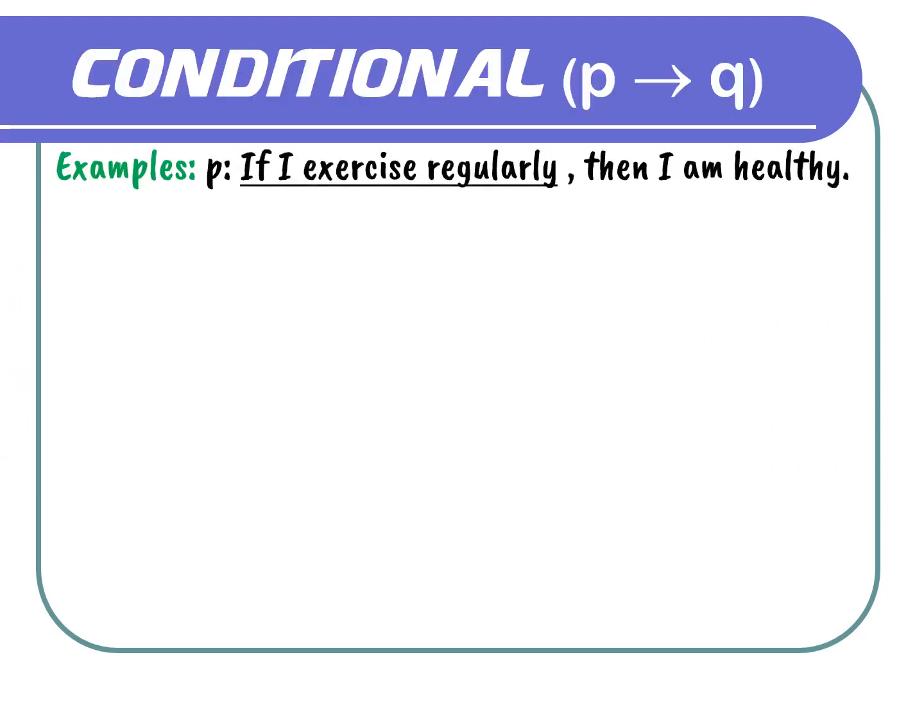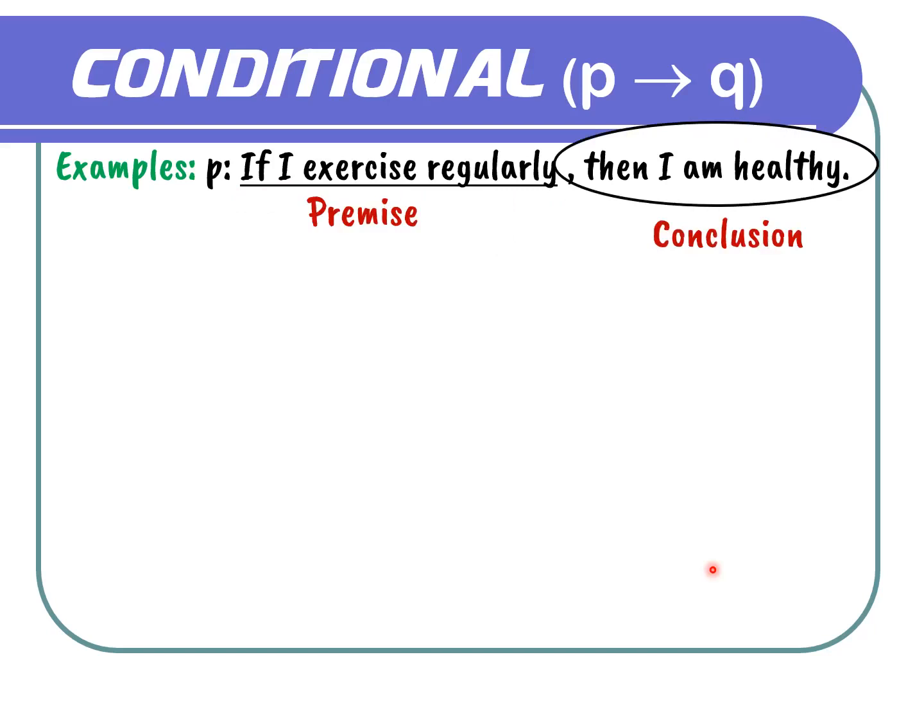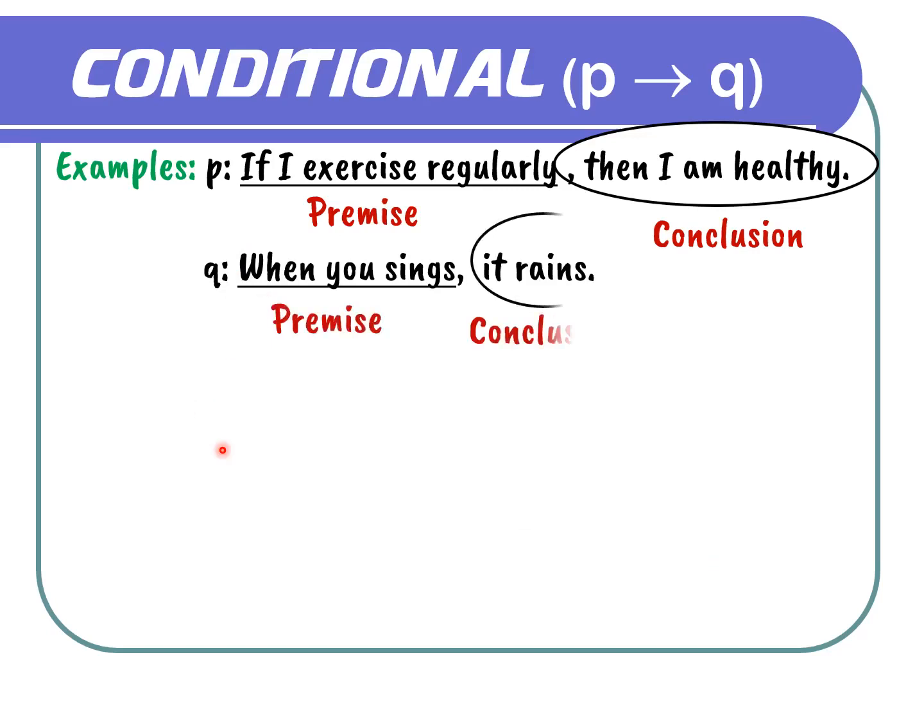Okay, let's have an example. Symbolic logic P: if I exercise regularly, then I am healthy. So you have here the words if and then. The statement followed by the word if is your premise, and then I am healthy will be your conclusion. Another example: when you sing, it rains. We have here the word when, so that will be your premise. It rains will be your conclusion.